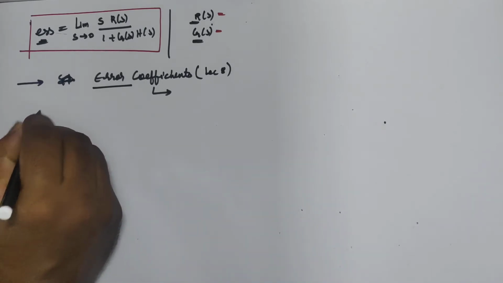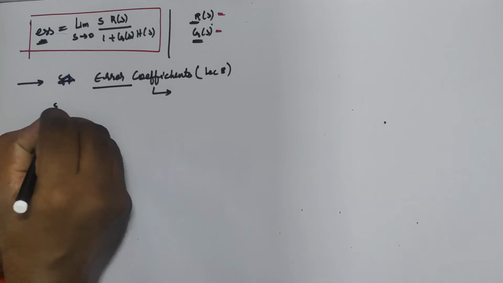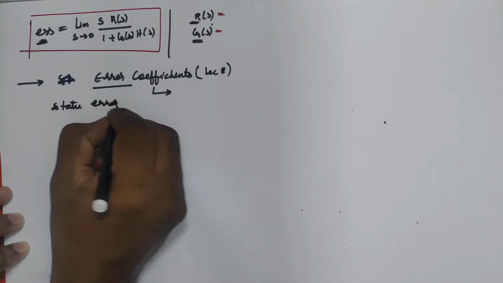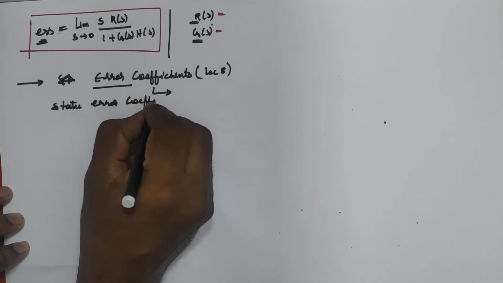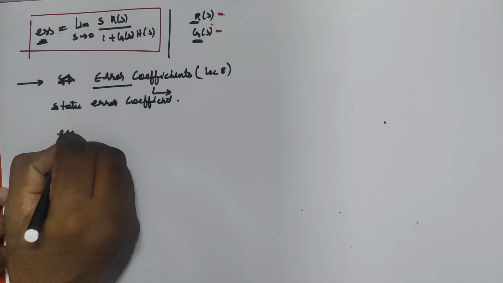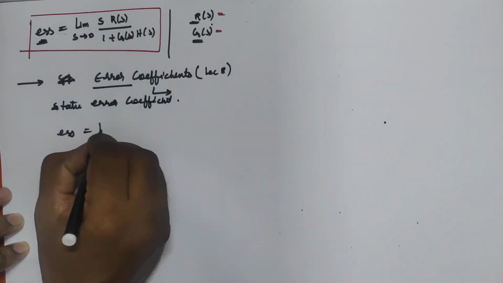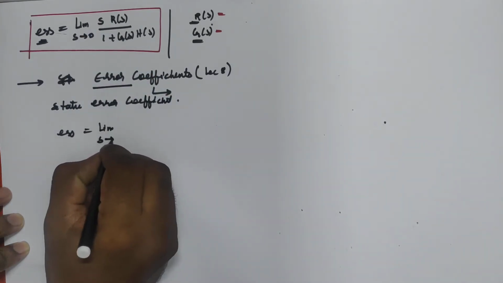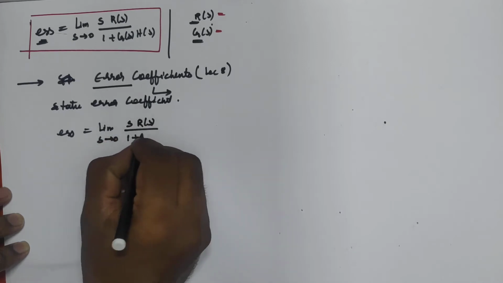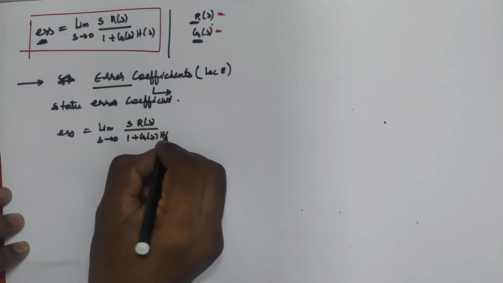The first one is the static error coefficient. So what is this static error coefficient? We have a steady state error, which is limit s tends to 0 of s R(s) by 1 plus G(s)H(s).